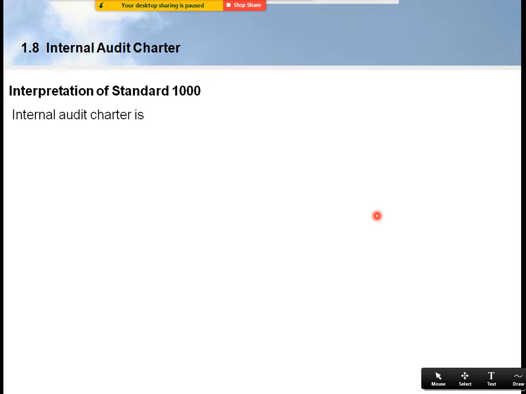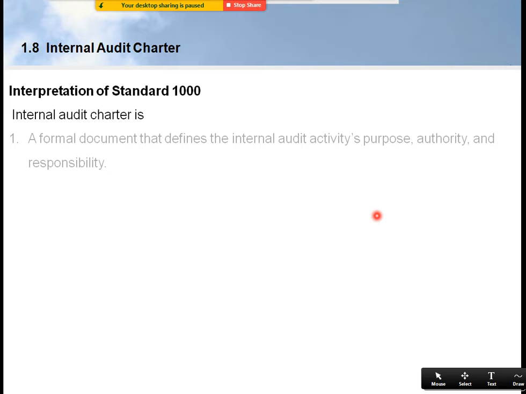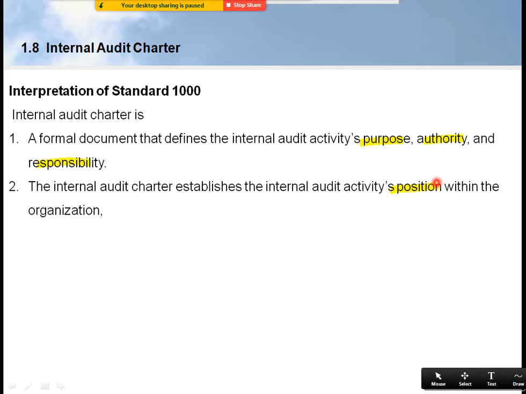First of all, the internal audit charter, we have agreed, defines why the internal audit department exists, what its authority is, and what its responsibility is. So it defines our purpose, authority, and responsibility. Second, we have read in detail that the charter defines where we are located within the organizational chart, where we stand, and to whom we report. Normally our dual reporting is: functional reporting to the audit committee or the chairman of the board, and administrative reporting to the chief executive officer. It has to be clearly specified within the charter, so our position within the company must be clearly defined.